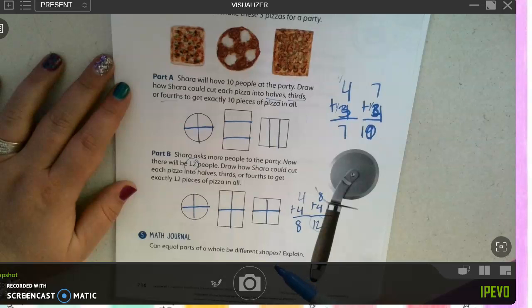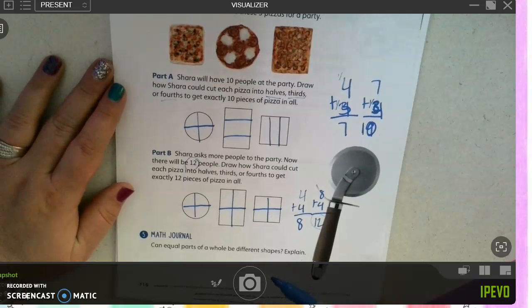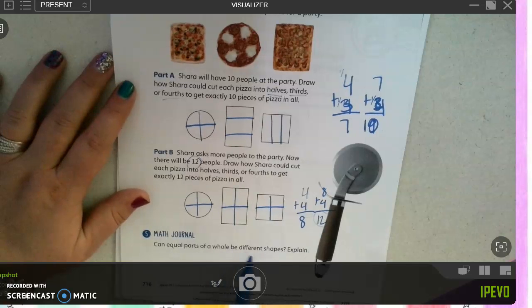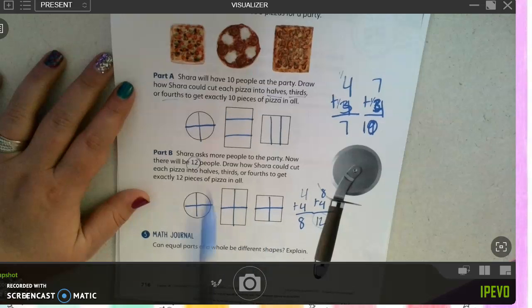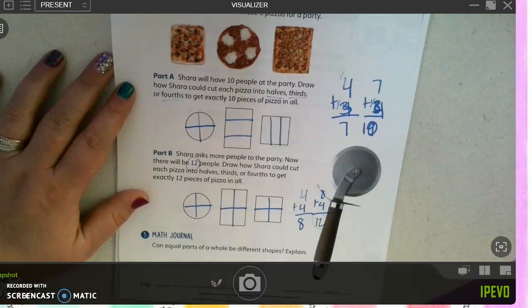Oh, JK. I misinterpreted this. Can equal parts of a whole be different shapes? Look at all of the shapes, all 4 pieces of our circle, all 4 pieces of our rectangle, all 4 pieces of our square, the 3 pieces of our rectangle, the 3 pieces of our square, the 4 pieces of our circle.